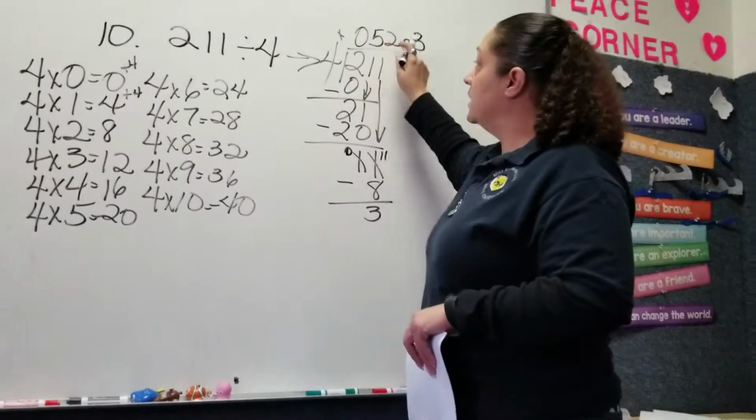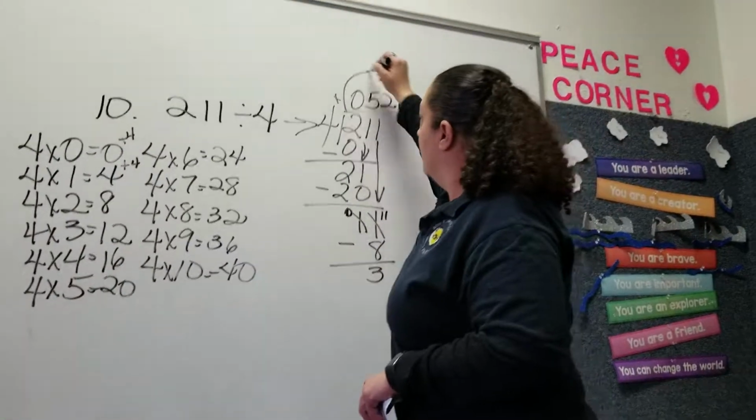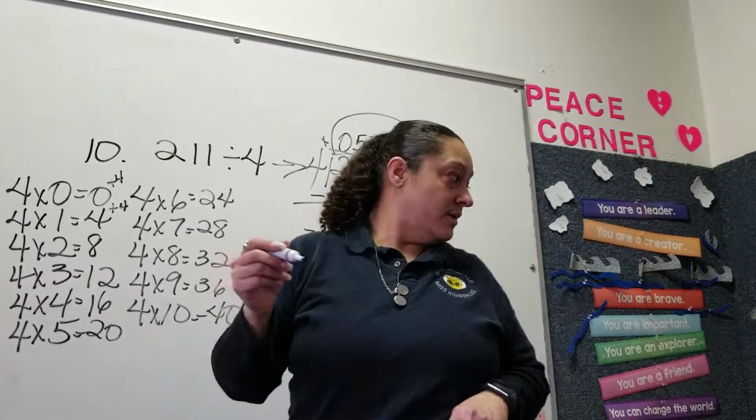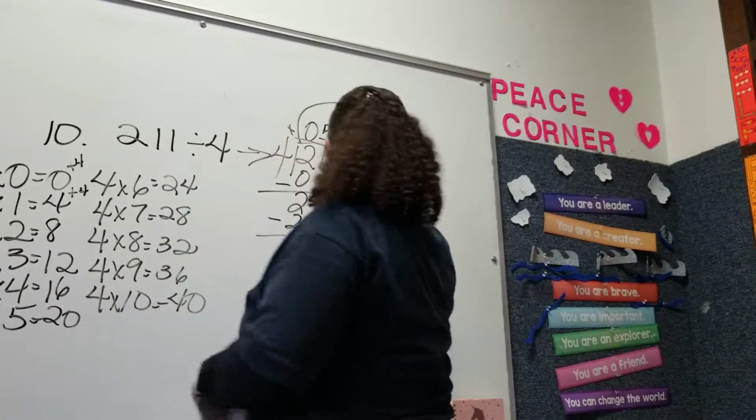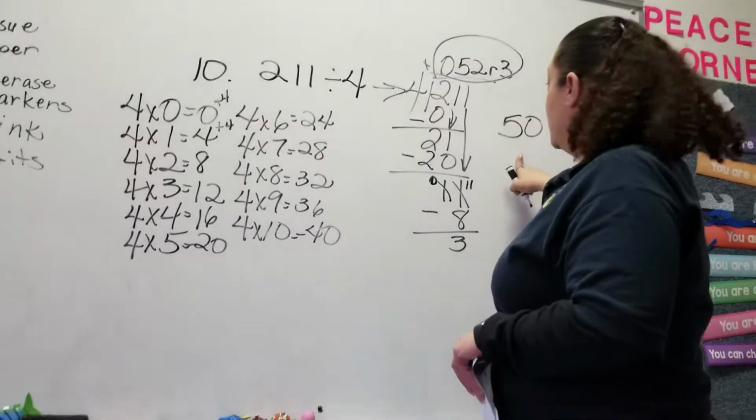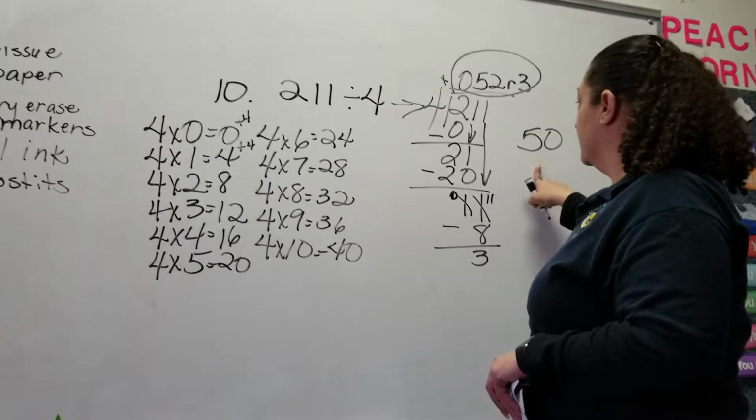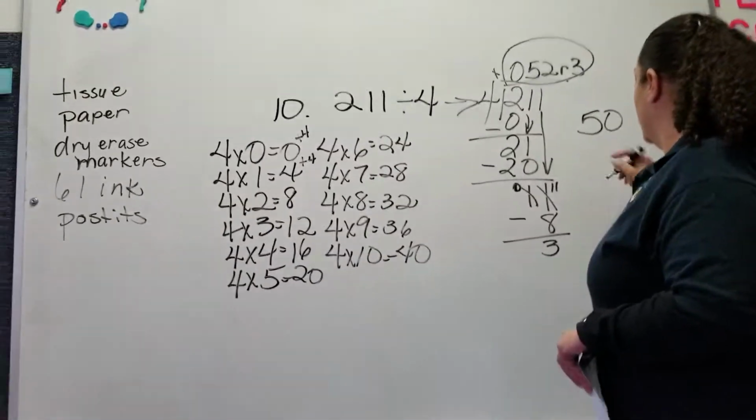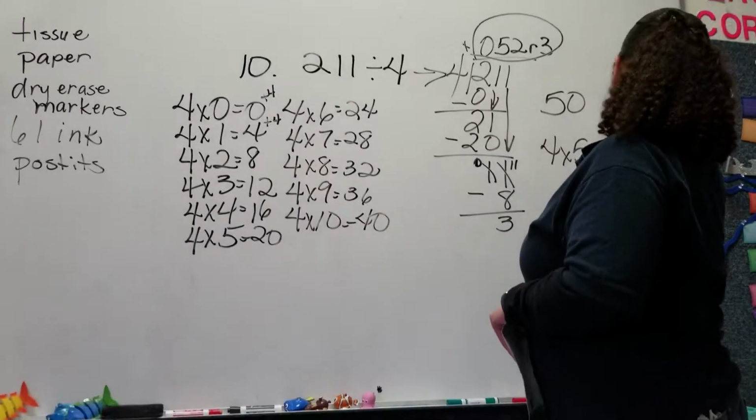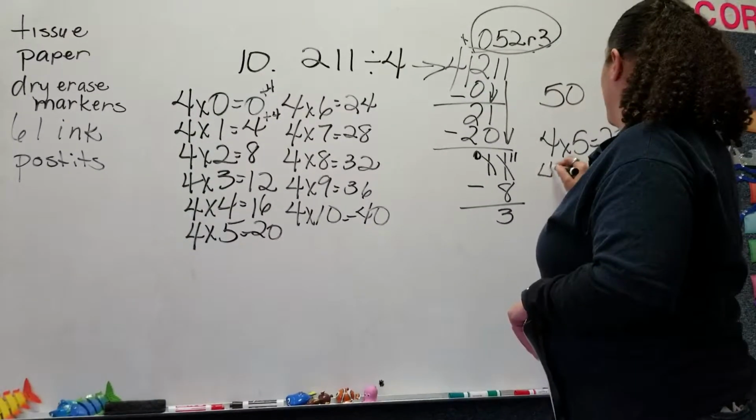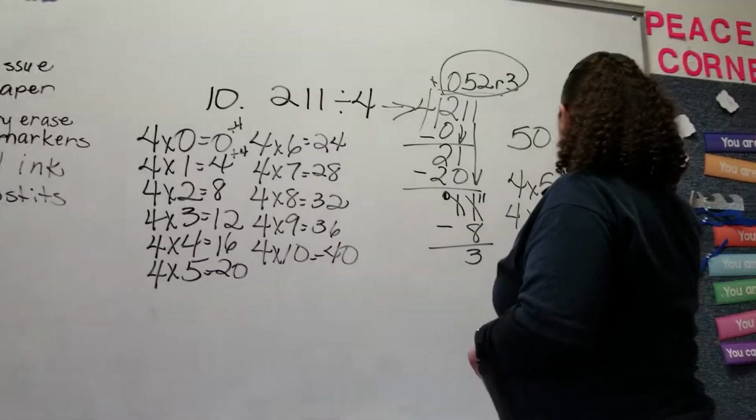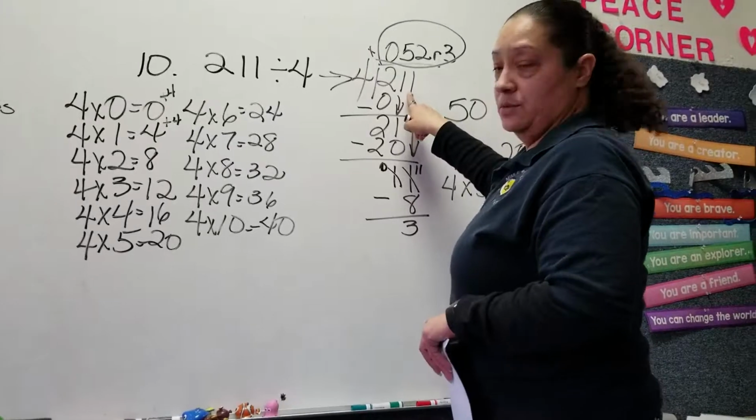So now we're looking for this here is the number that we have to round. 52 rounds to what number? 50. So 50 is the number that we're pretty confident that it'll be. So 4 times 5 is what? 20. So 4 times 50 is what? 200. 200 is close to 211.